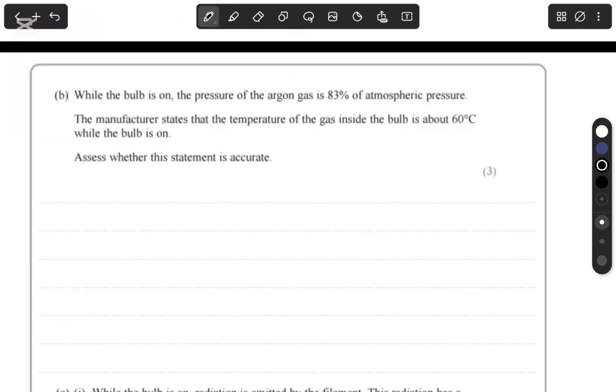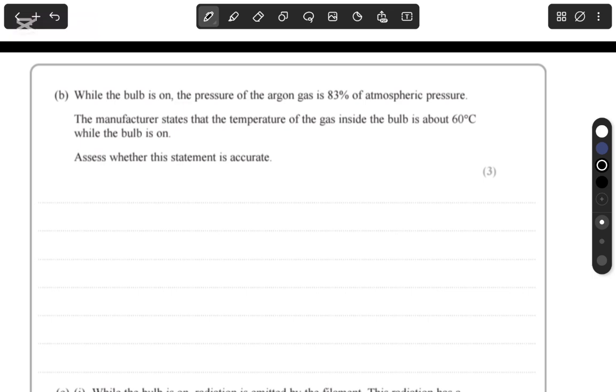Okay, next it says, while the bulb is on, so now we went from the bulb that was off to the bulb that is on. Our bulb is on and the pressure increases to 83% of atmospheric pressure, probably because the temperature rose. And then it says that the manufacturer states that the temperature of the gas inside the bulb is about 60 degrees Celsius while the bulb is on. Okay, so assess whether this statement is accurate.